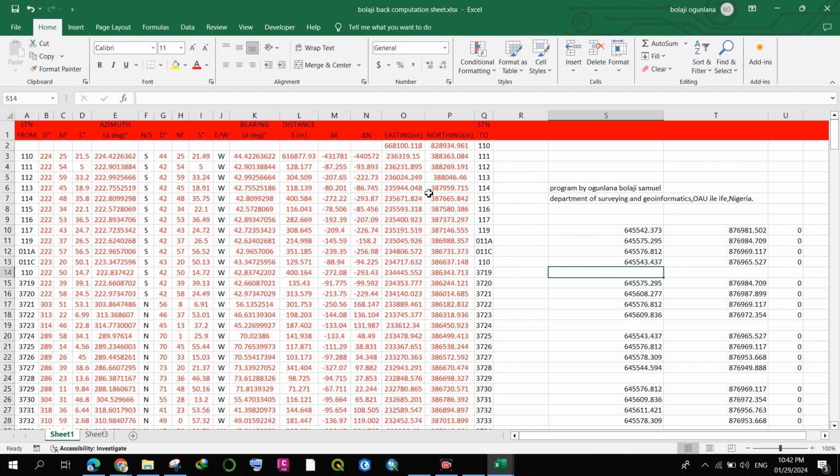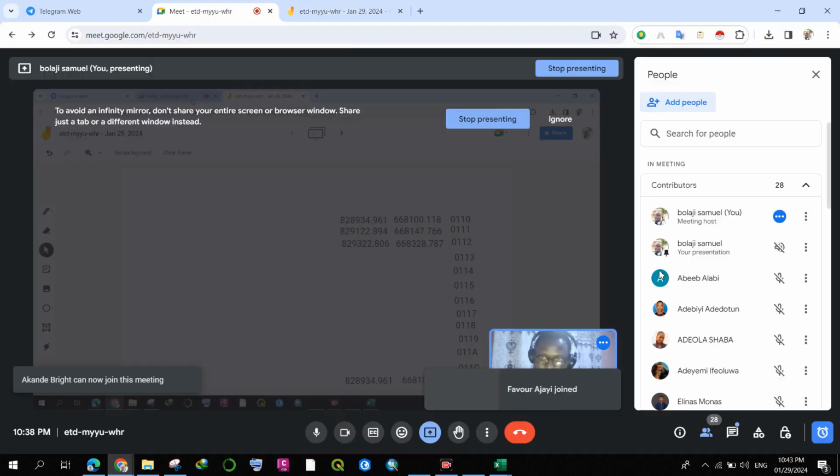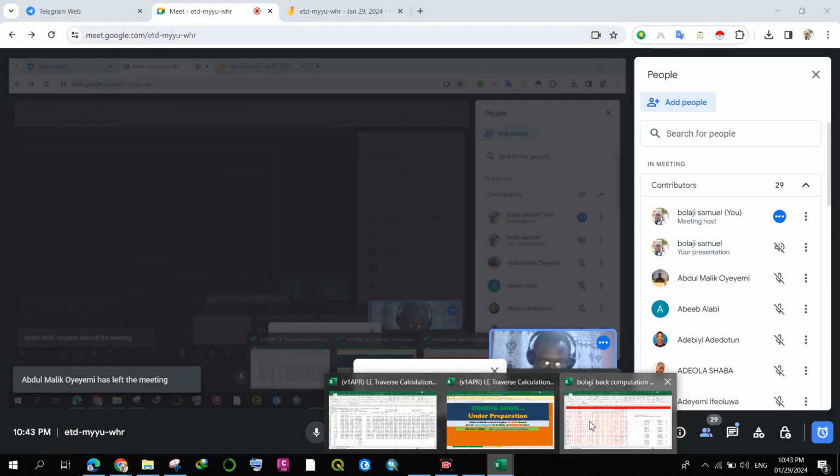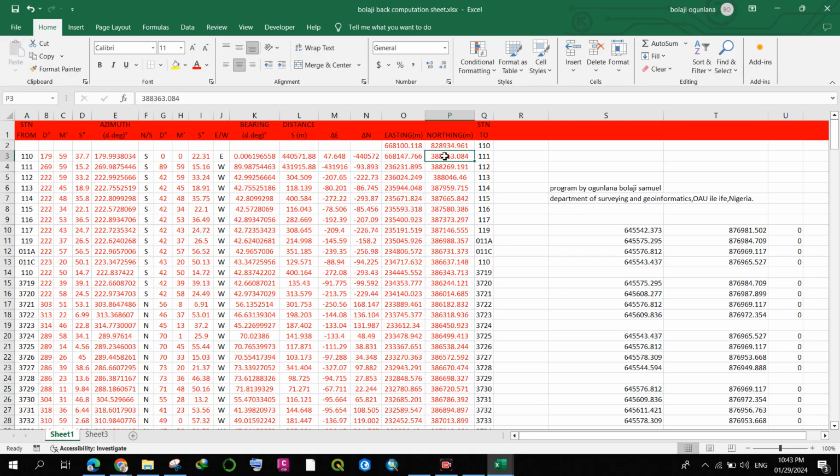That's the first thing. So once you do that, then let's insert the coordinate for each station. That's 668147. You can do that on your side just to ensure that you understand what I'm doing. It's 29122.839 rather.